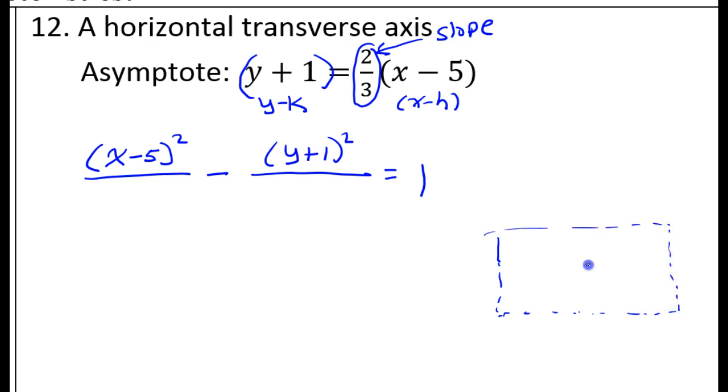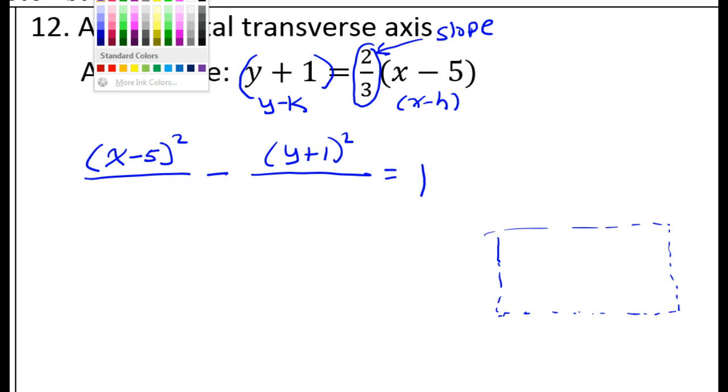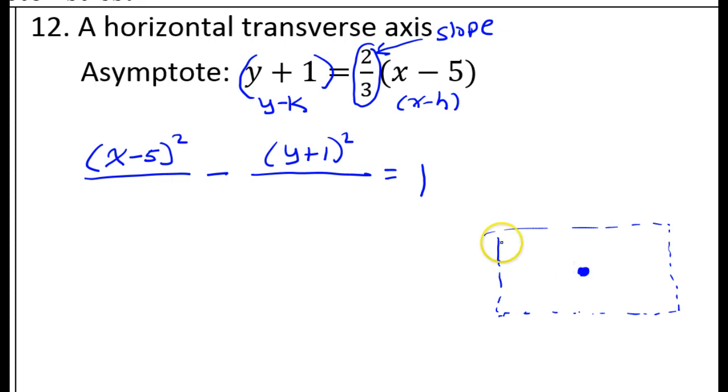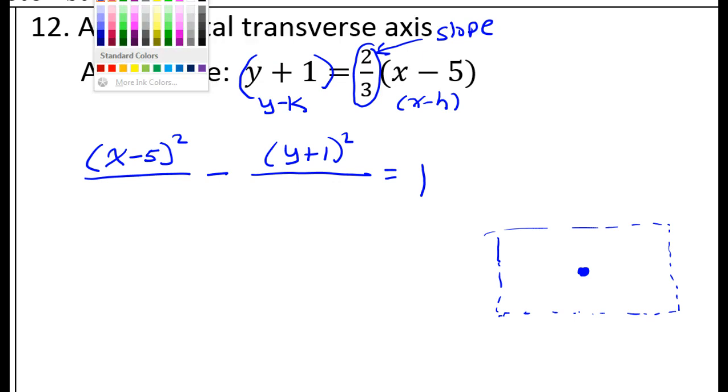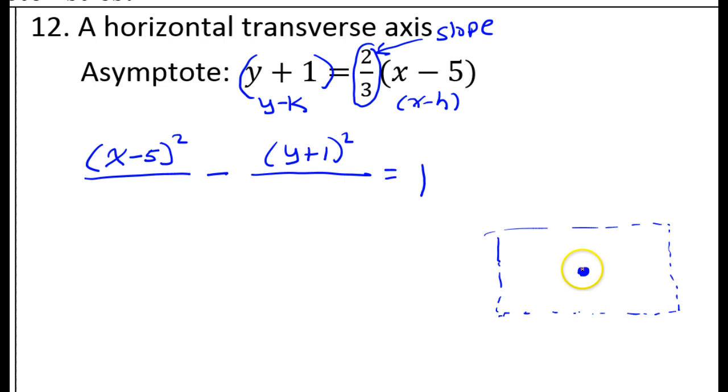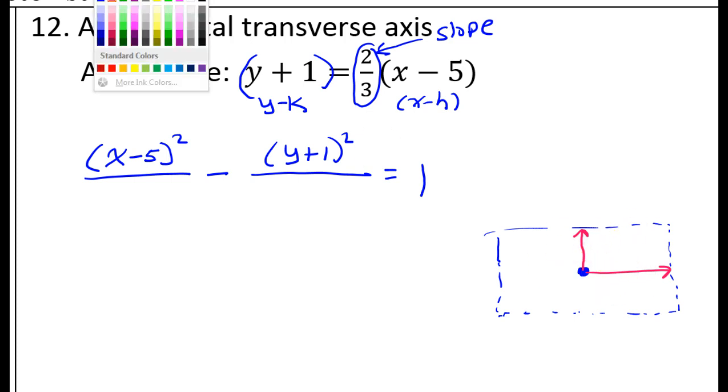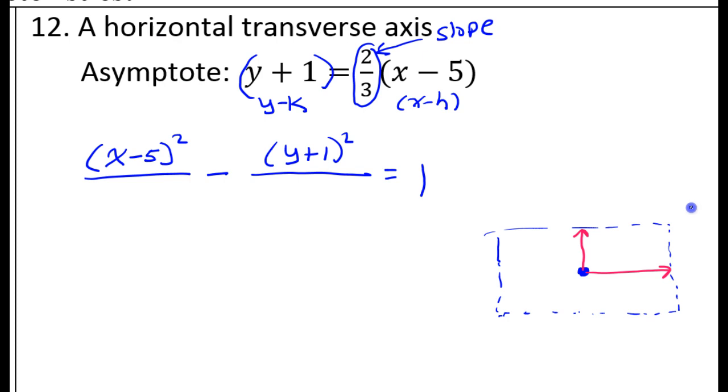The way the rectangle is formed is, look, you've got your center in the middle of the rectangle, and you've got your a value and your b value. One of them is going to go like this, and one of them is going to go like this. So one of these is your a value and one of these is your b value. It doesn't really matter which one is which right now. Here's what matters. The asymptote that we're talking about goes through these diagonals.